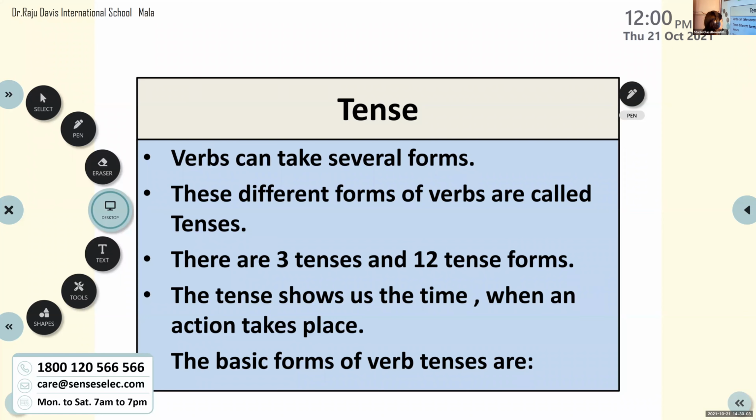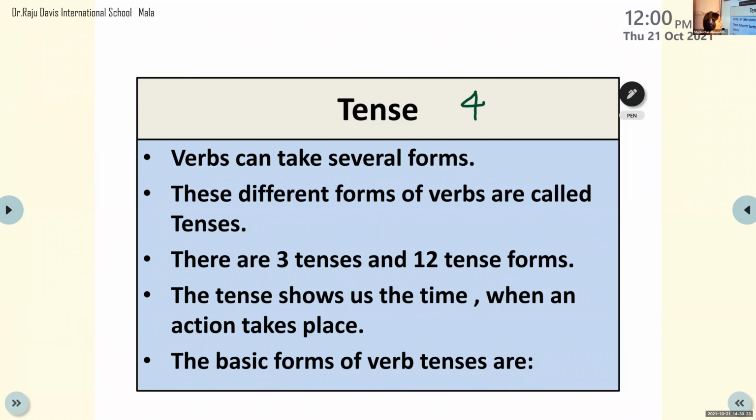And remember, as you are familiar with regular and irregular verbs, you know a verb takes different forms. There is a present form, a past form, a past participle form, and a present participle form of the verb. We have 4 forms of verb in English grammar. I repeat, present form, past form, past participle form, and present participle form. And we are using these 4 different forms of verb in different tenses.